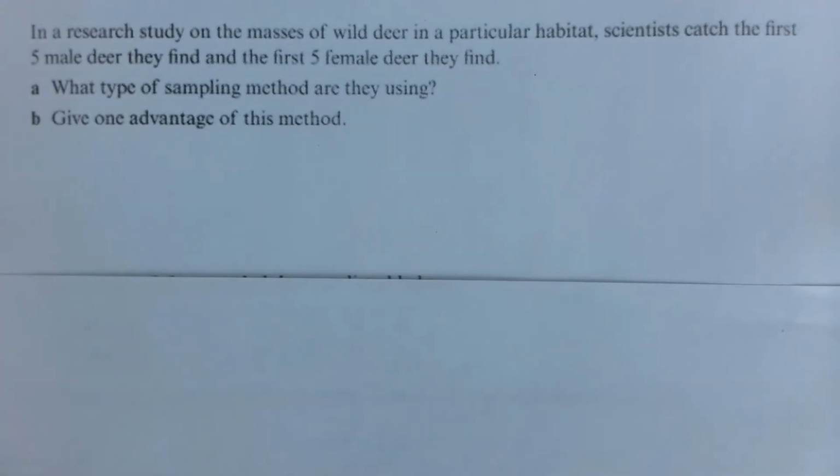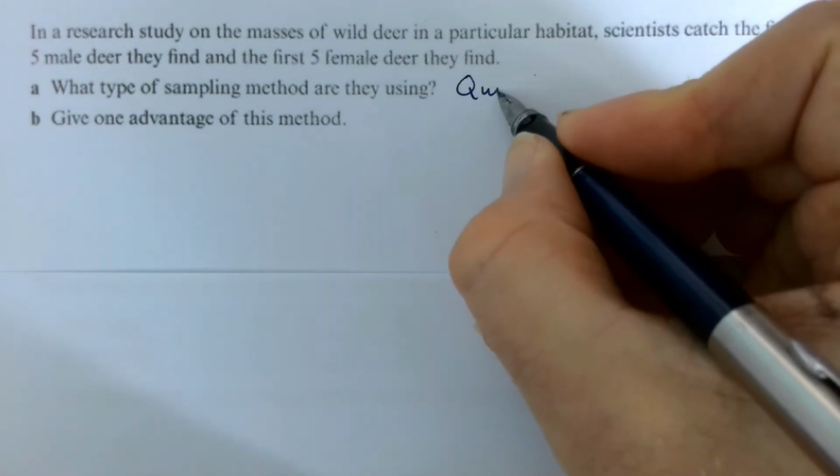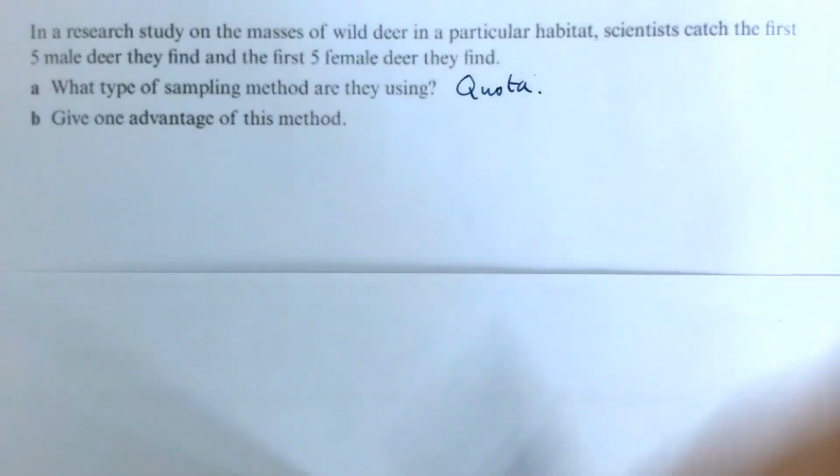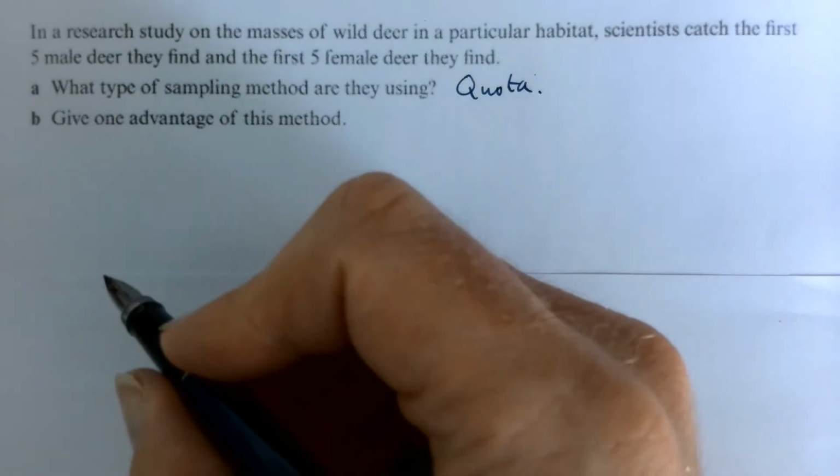Next question. Nice one about deer. Give this a go. So the sampling method here, because you've got 5 males and 5 females, it's not just opportunity, it's quota. And one advantage of this method, well, there are several.